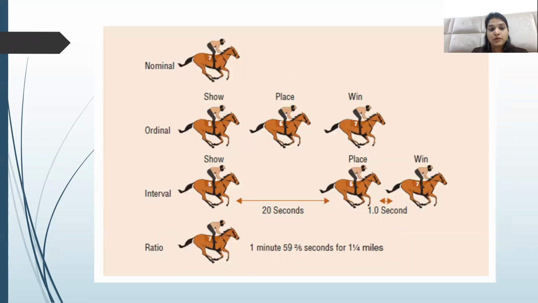Let's take one more example. Suppose in a horse race, when we have labeled the horses, we are talking about the nominal data. When we know who is winning and who is at the last, we are talking about the order. When we know the gap between label 5 and label 6 is 20 seconds, and 1 second between label 6 and label 7, I'm talking about interval scale. When I say label 7 completed the race in 1 minute 59 2/5 seconds for 1/4 miles, I'm talking about the ratio scale.